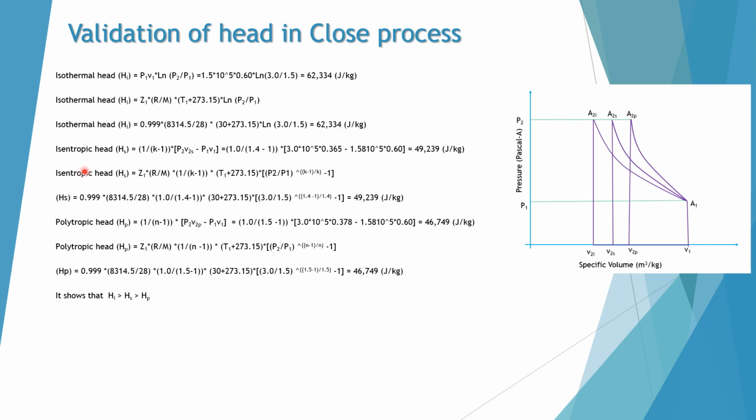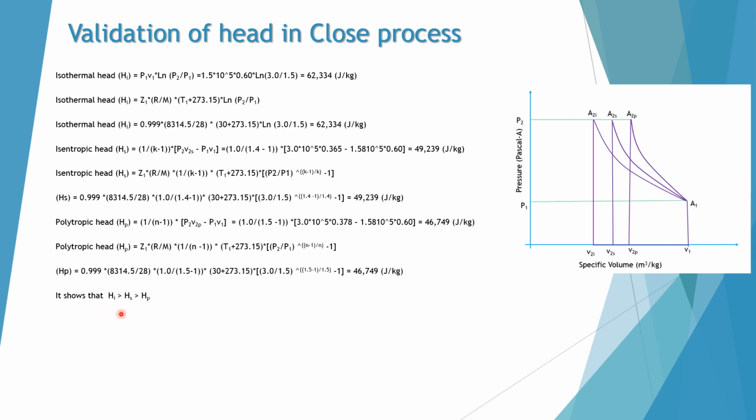Isentropic head is 1 upon K minus 1 into (P2 V2S minus P1 V1). After putting all these values, it is coming as 49,239 joule per kg. Isentropic head using another formula is coming the same value, 49,239 joule per kg. Polytropic head using the formula 1 upon n minus 1 into (P2 V2P minus P1 V1) is coming 46,749. Using another formula for polytropic head, the same value is coming, that is 46,749 joule per kg.